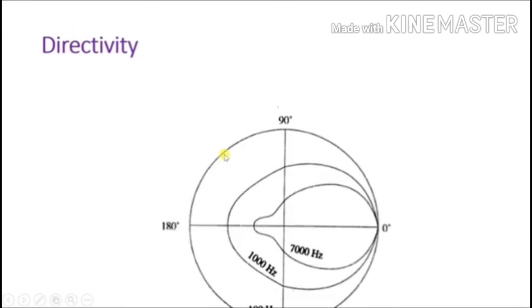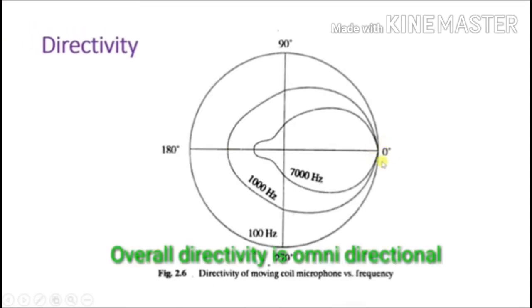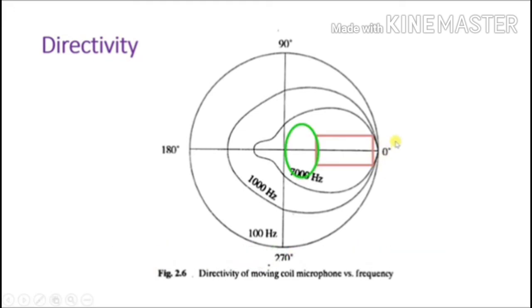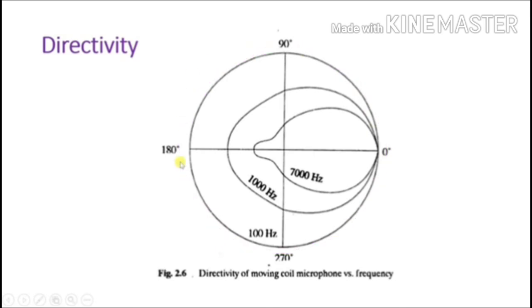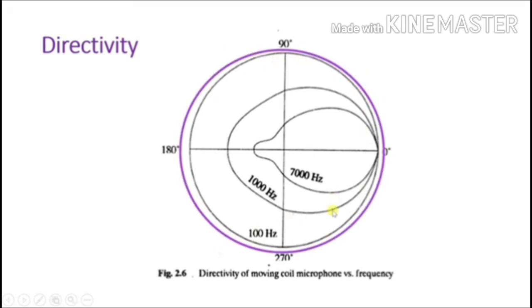Now let us try to understand directivity. Here at 0 angle we place the microphone, as you can see over here. The directivity with respect to frequency changes a little, but one can see it has omnidirectional directivity. You can say it is like this.